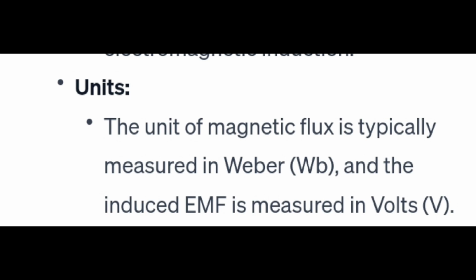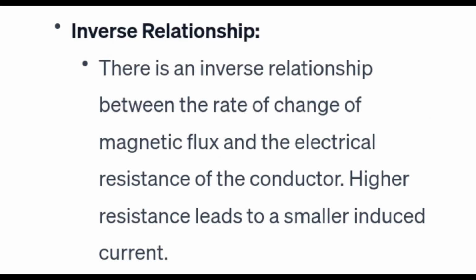Units. The unit of magnetic flux is typically measured in Weber, Wb, and the induced EMF is measured in volts, V. Inverse relationship. There is an inverse relationship between the rate of change of magnetic flux and the electrical resistance of the conductor. Higher resistance leads to a smaller induced current.